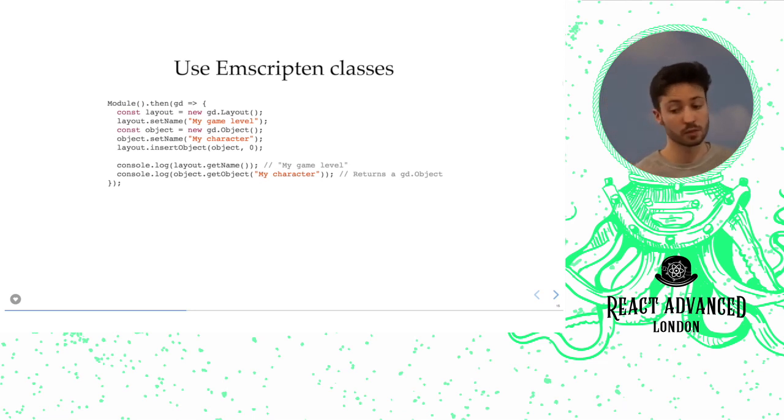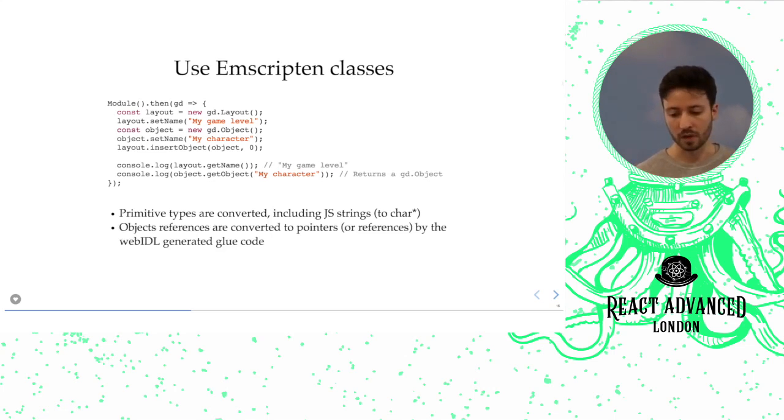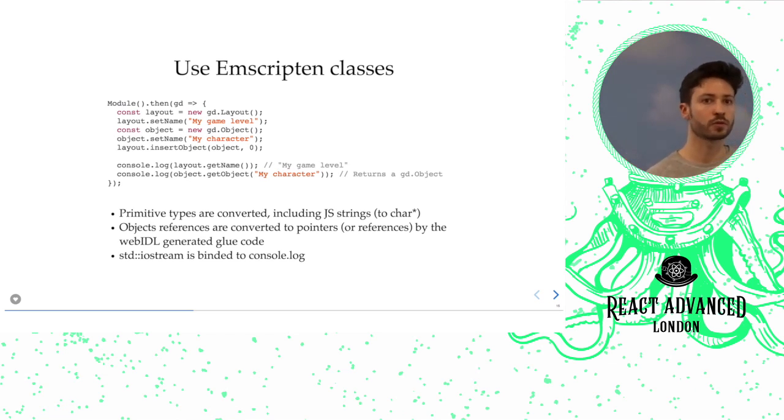that's working well. It's working well because primitive types are automatically converted. So even a string is converted to a standard string in C++, and all the numbers are converted to int, floats, or double. So it's on the Emscripten page. Object references are converted to pointers or references. So it's mostly what you use already in C++. And the standard output is also bound to console.log.